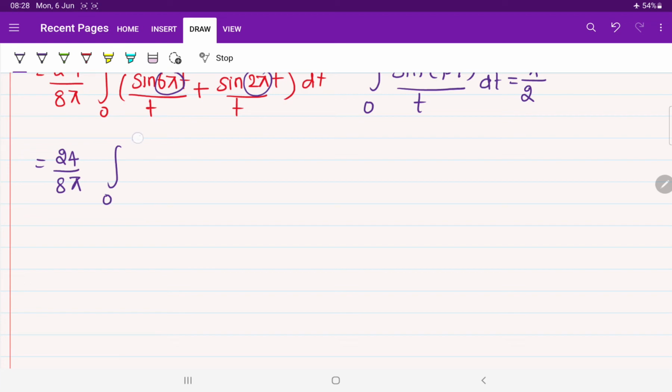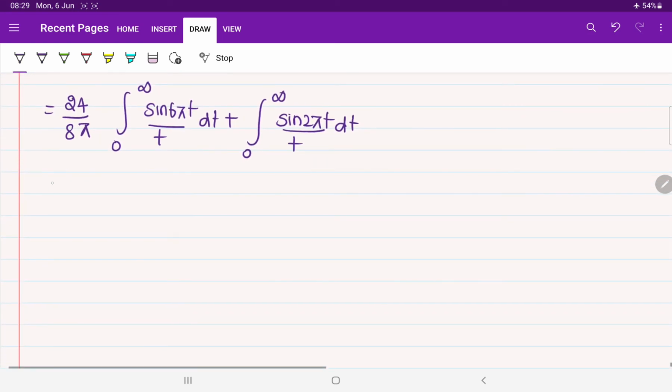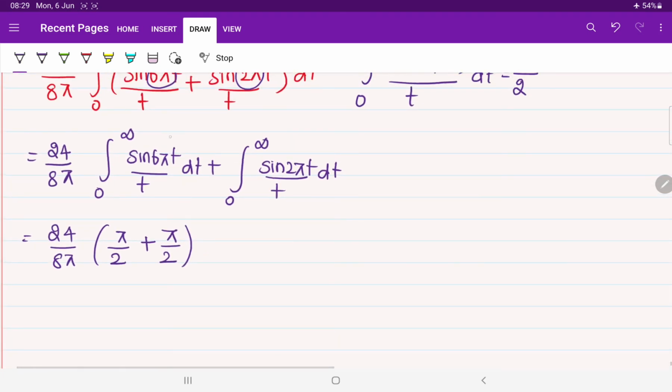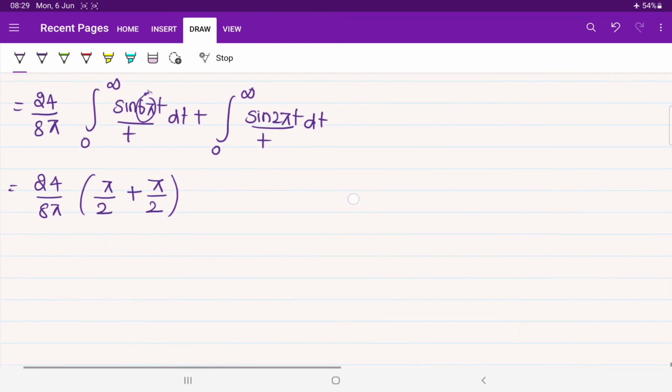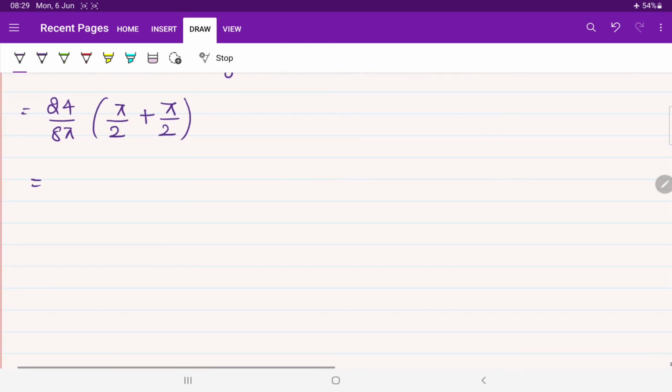I can write the limit 0 to infinity of sin of 6 pi t by t into dt plus again 0 to infinity, same limit, sin of 2 pi t by t into dt. But as we saw in the property, this whole function will be rewritten as pi by 2 for the first one. Of course the second one is also going to be pi by 2 only, because we are not considering the value of the coefficient of t. I told you, whatever the coefficient of t is, no need to bother, simply write the resultant answer as pi by 2. From this, pi by 2 plus pi by 2 will become pi only.